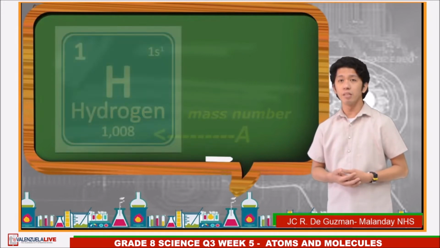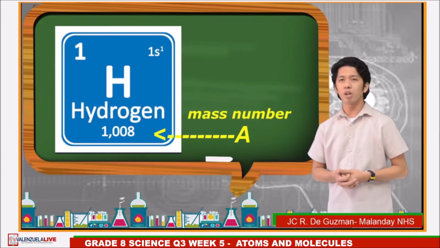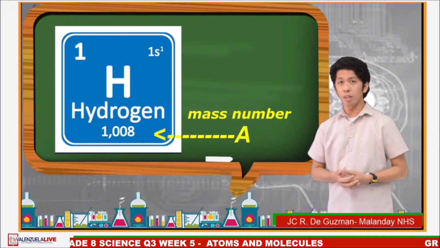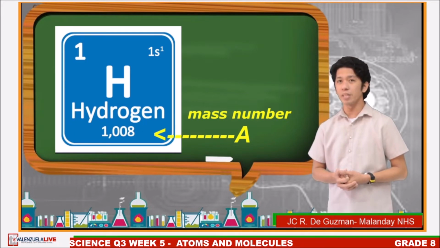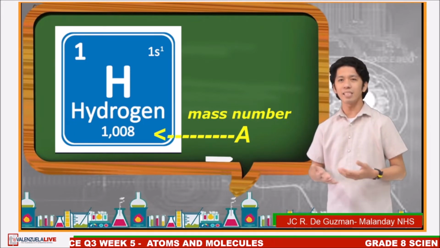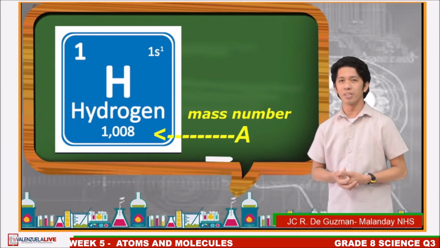On the other hand, A stands for the mass number. The mass number determines how heavy an element is. And lastly, the subatomic particles.